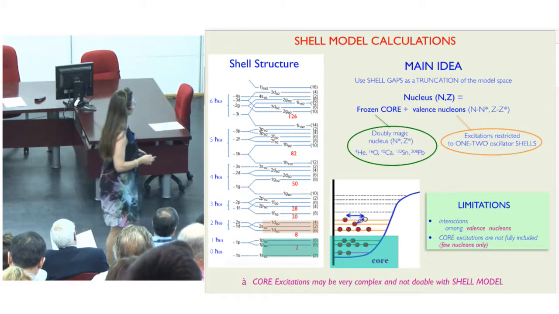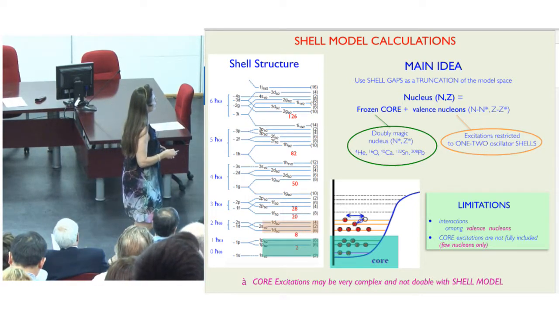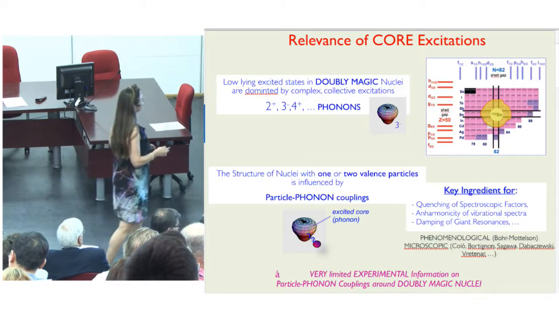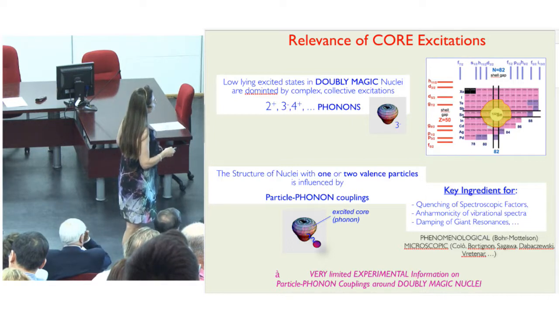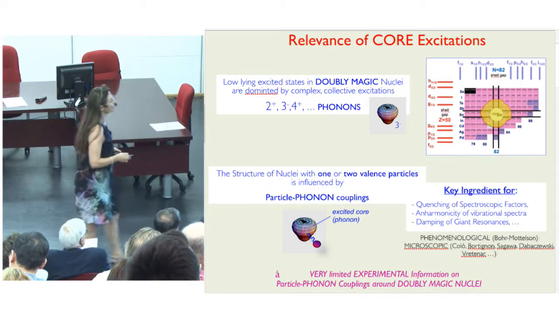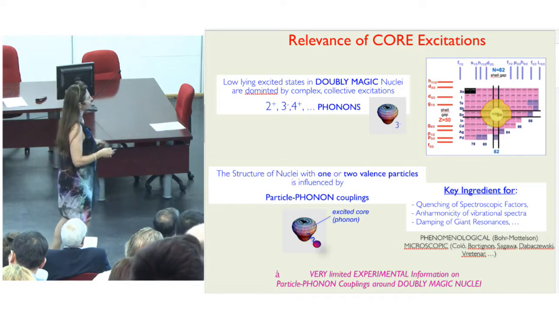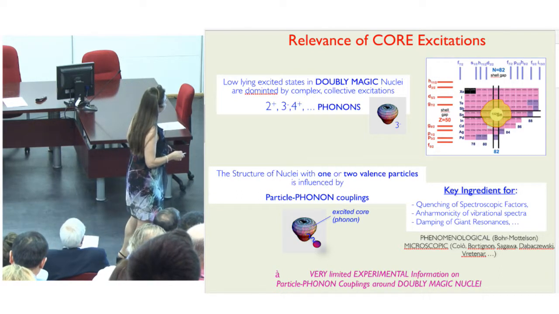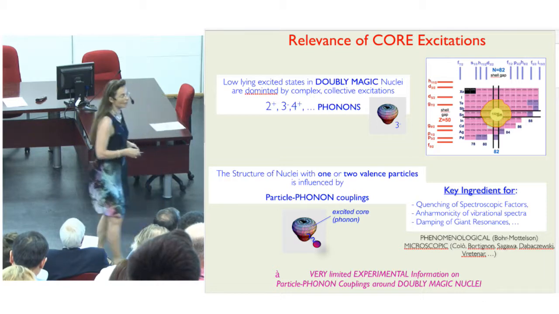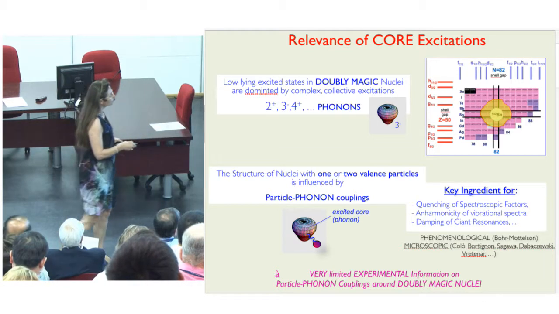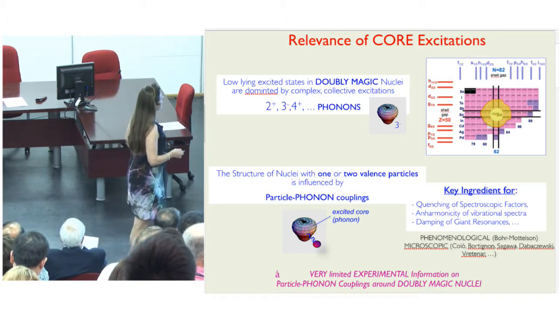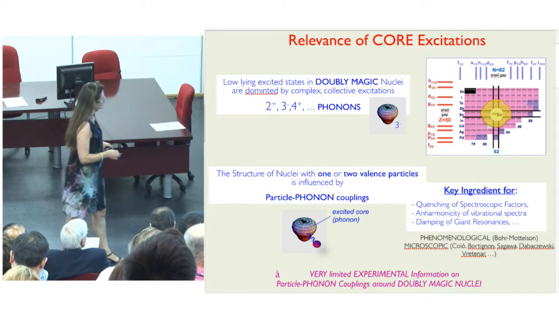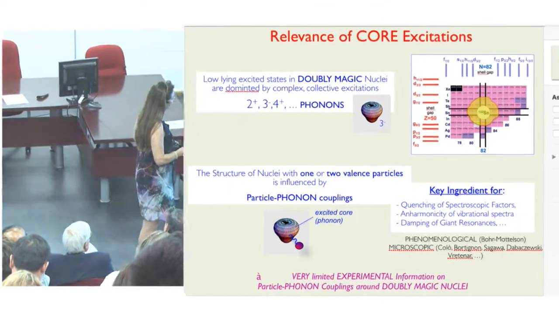And this is a problem, especially when we are around doubly magic nuclei, where phonon excitations, for example 2+, 3-, and 4+, become very important and dominant in the low energy excitation spectrum. And as a consequence, all nuclei around doubly magic nuclei, 1 and 2 nucleons away from shell closure, are also expected to be strongly influenced by this type of coupling of particles outside the closed shell to the core excitation.